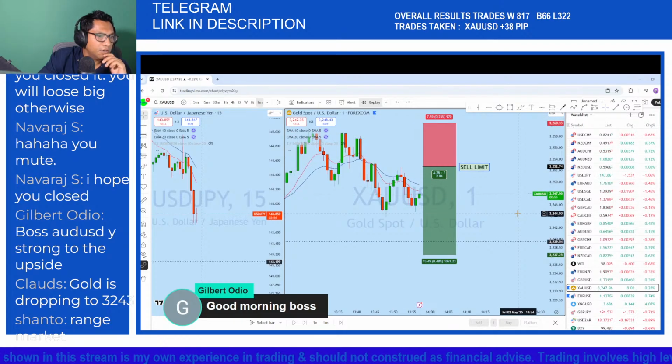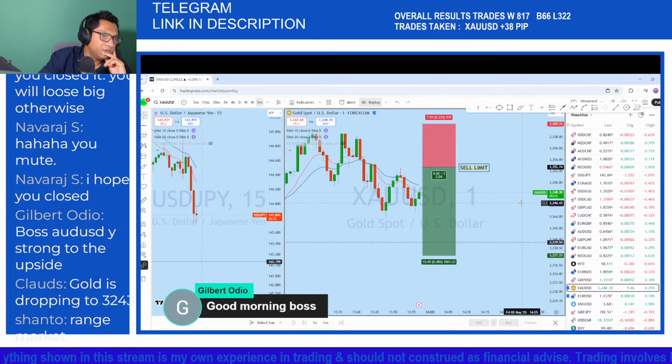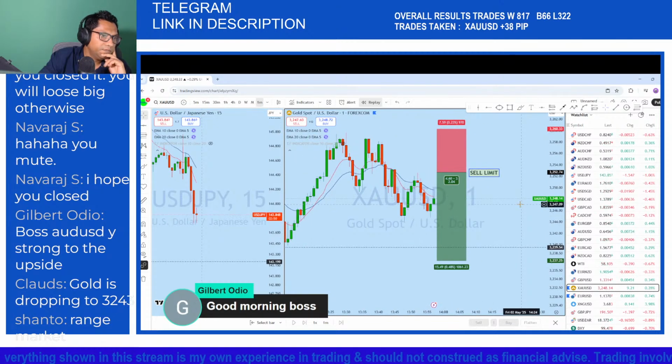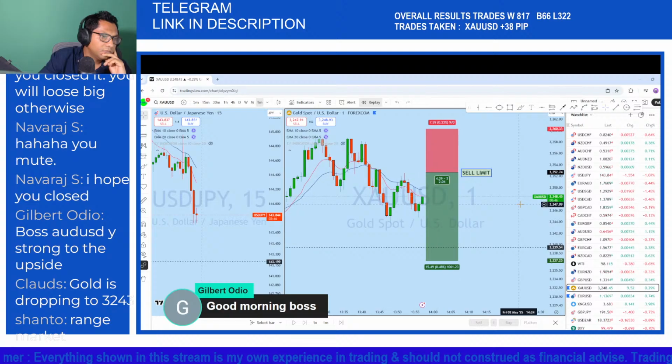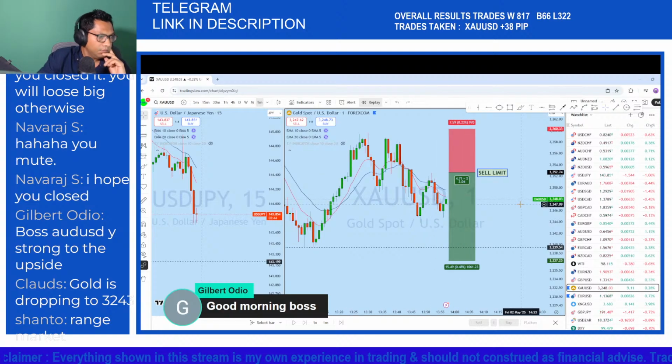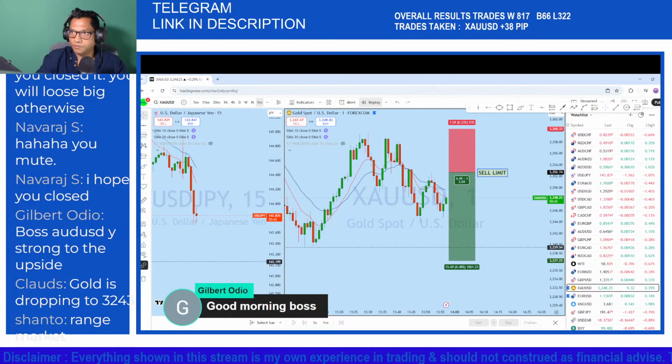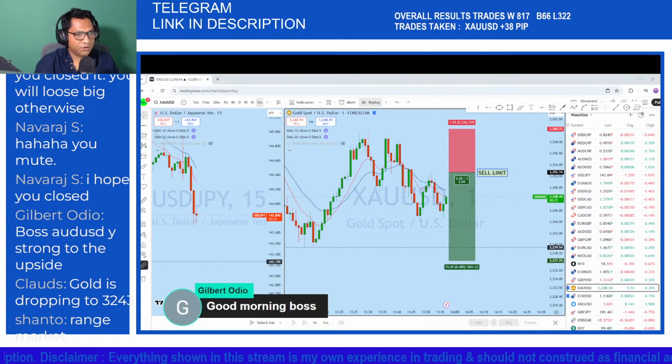Okay, another green candle formation, so it may now bounce. I'm still keeping that trade active, the entry. We still keep the pending order entry, sell limit.